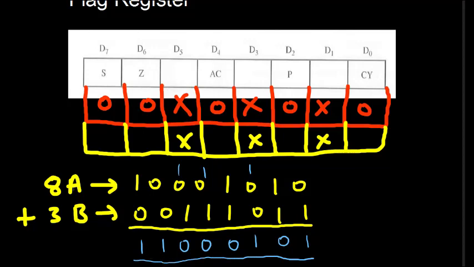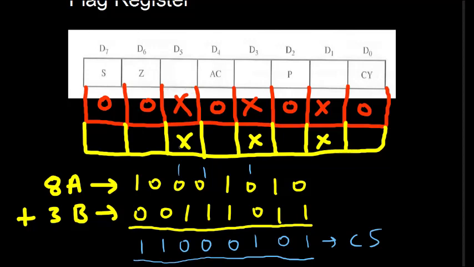So 8A, we have just written 8A: 8 means 1 0 0 0 is 8, and 1 0 1 0 is A. 0 0 1 1 is 3, and 1 0 1 1 is B. So this is the result we get. The answer is actually C5. So the result we get is C5.